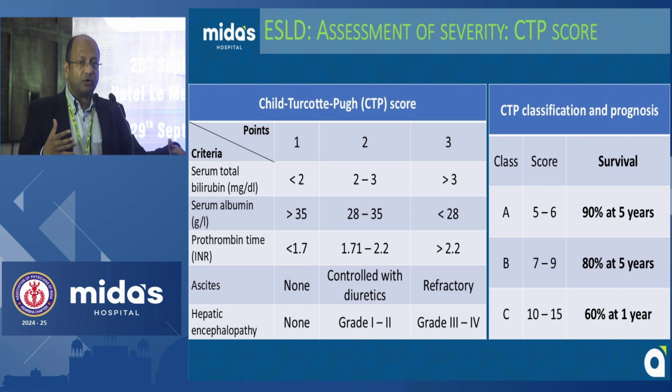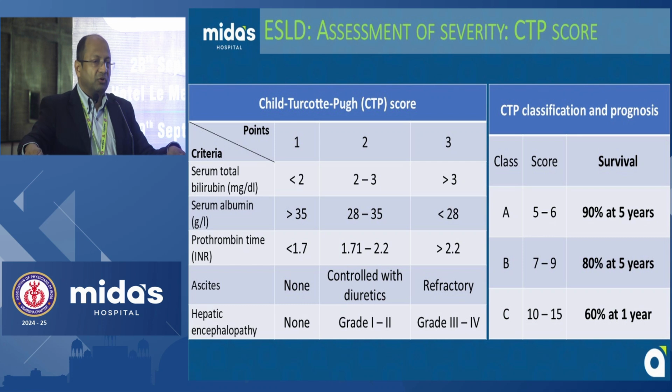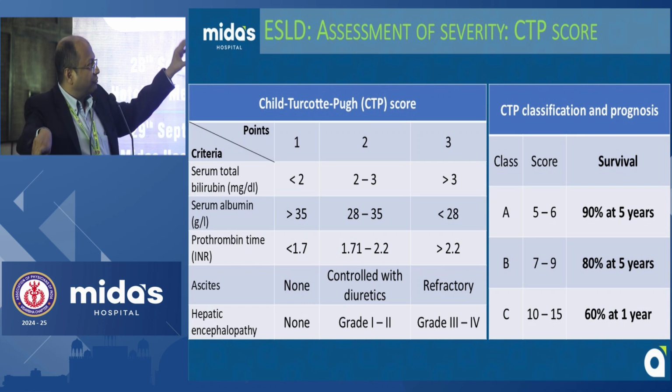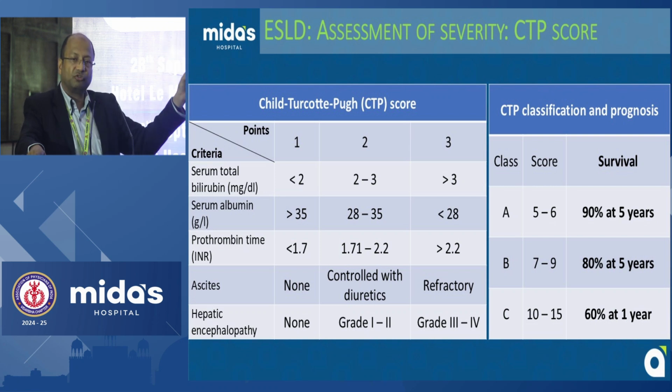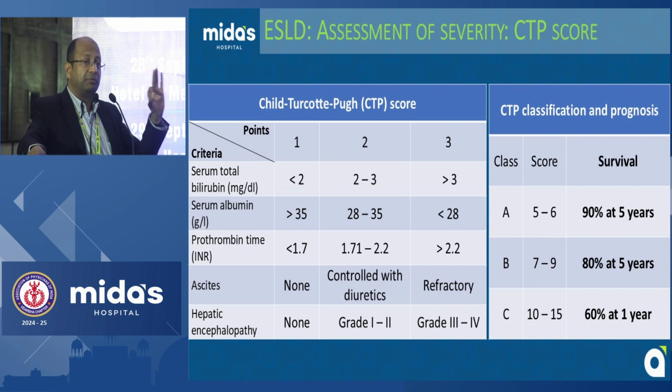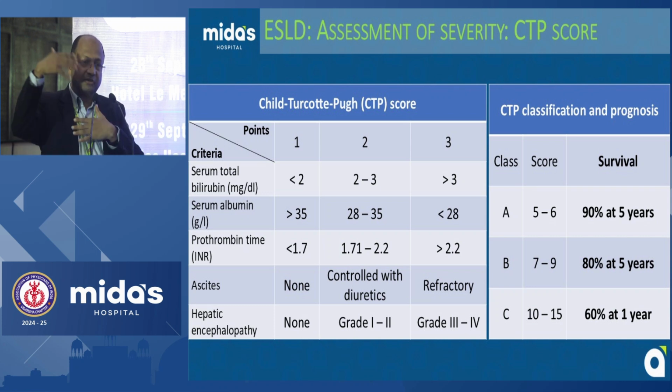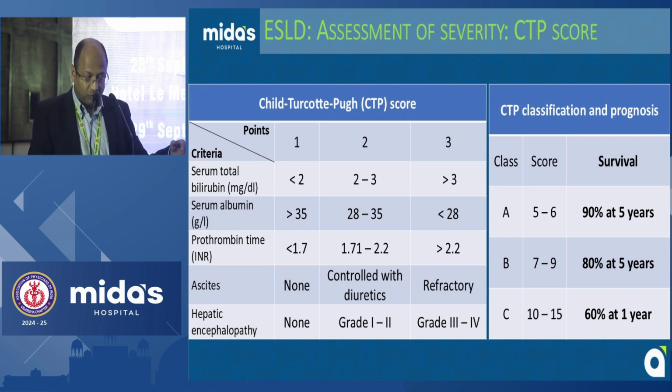Now, to objectively look at these, you use something called as CTP score, which all of us are familiar with, where we give scores based on bilirubin, albumin, prothrombin time, ascites and encephalopathy. And depending on what the score is, you get graded into one of the classes A, B, C, and then that determines what's your survival. Now, anybody who has a CTP class of C, their expected survival is about 60% at 1 year, and that's where the expected benefit with transplant is much more compared to medical treatment alone.